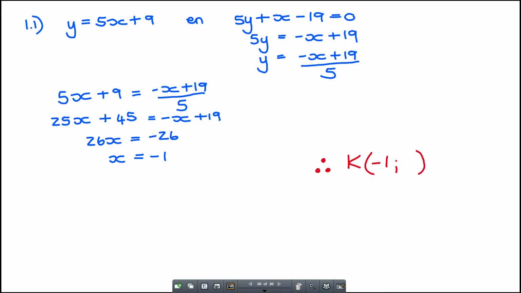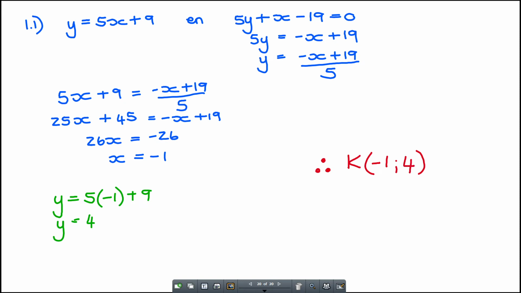Now I still need the value of y. Hoe gaan kry ek dit? I'm going to use that and substitute into, nou waar gaan stel ek dit in? By watter vergelyking? Enigene, nee? Want hy lê mos op albei van hulle. Okay, so I'm going to substitute it into the easiest one, that one. So ek gaan sê y is gelyk aan 5 en in plaas van x sê ek minus 1. So that means that y will be 4. So yeah, you can see that if x is minus 1, y will be 4.